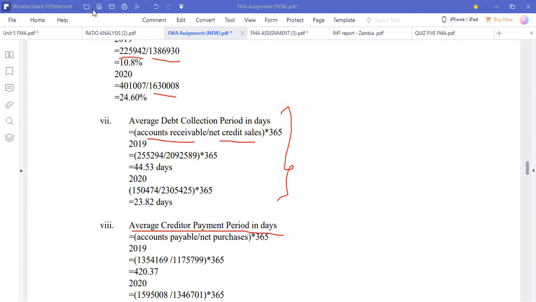I'm thinking it shows how quickly we pay our debts. Okay, great. Then why is it important?